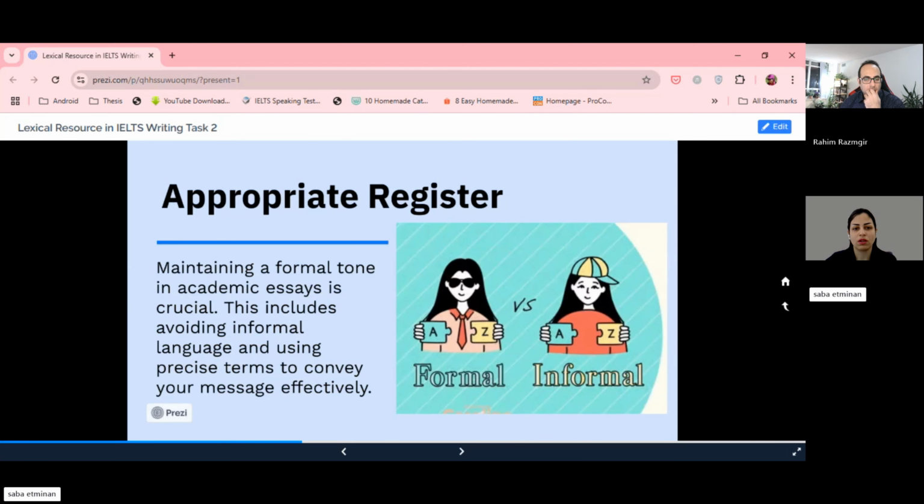And then we go to the word register. What do we mean by appropriate register? Maintaining a formal tone in academic essays is crucial. This includes avoiding informal language and using precise terms to convey your message effectively. So there are some informal words and phrases that we have to avoid when we are writing task 2 in IELTS.